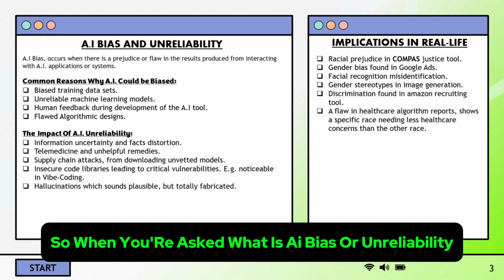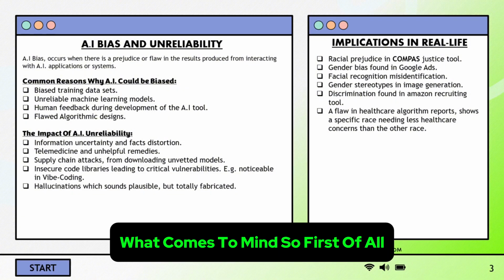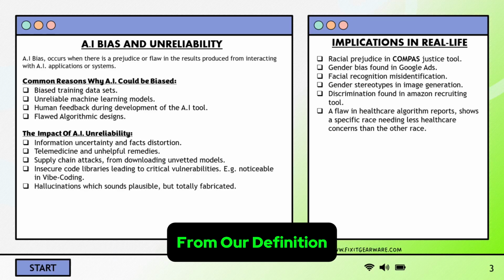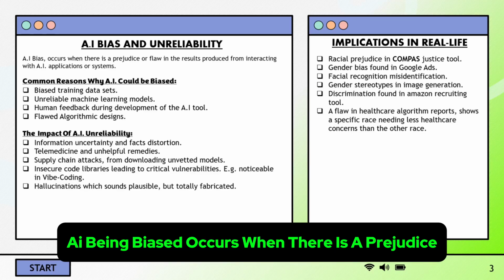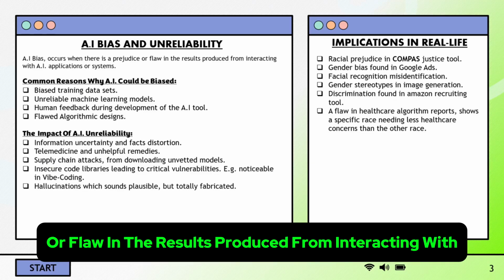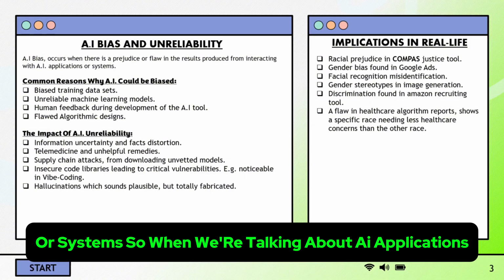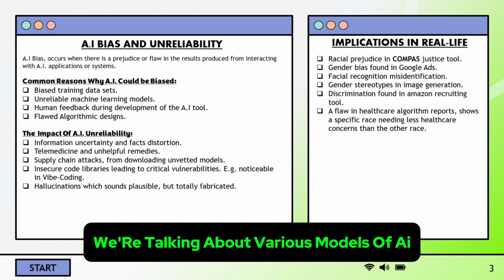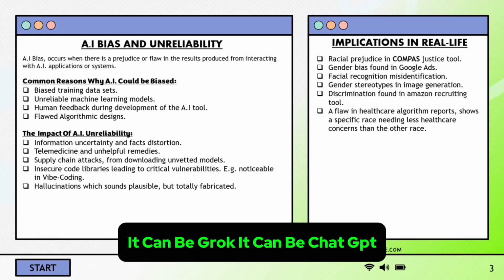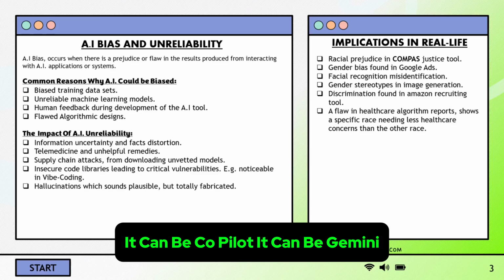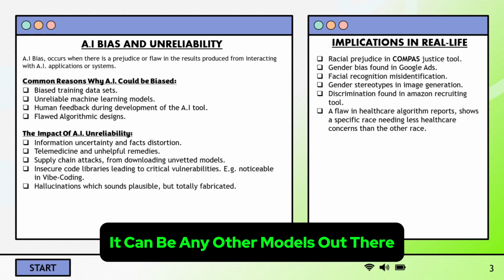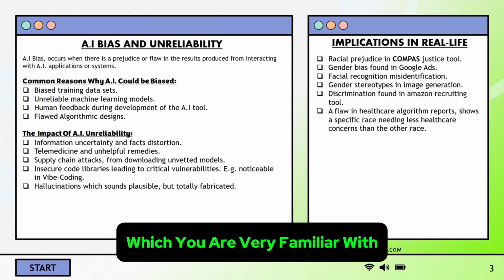So when you are asked what is AI bias or unreliability, what comes to mind? First of all, from our definition, AI being biased occurs when there is a prejudice or flaw in the results produced from interacting with AI applications or systems. When we're talking about AI applications, we're talking about various models of AI. It can be Grok, ChatGPT, Copilot, Gemini, or any other models out there which you're very familiar with.